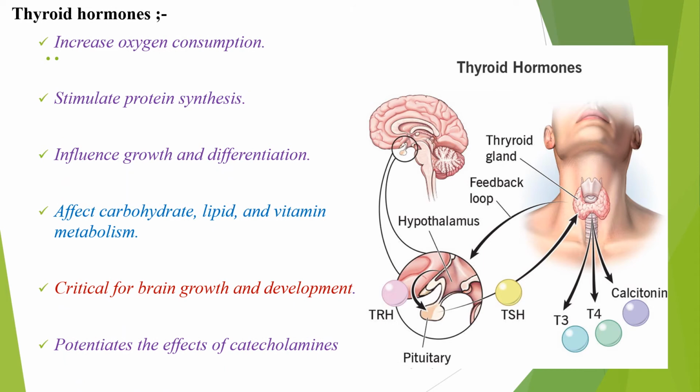So thyroid hormone functions in increasing oxygen consumption, stimulating protein synthesis, and influencing growth and differentiation. It also affects carbohydrate, lipid, and vitamin metabolism. It is critical for brain growth and development, and it potentiates the effects of catecholamines.